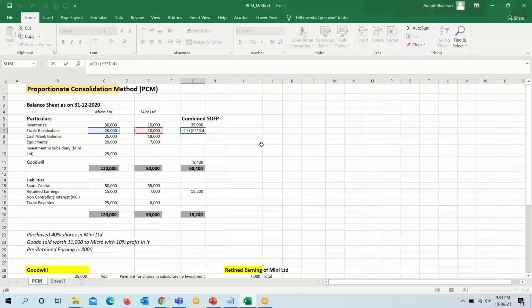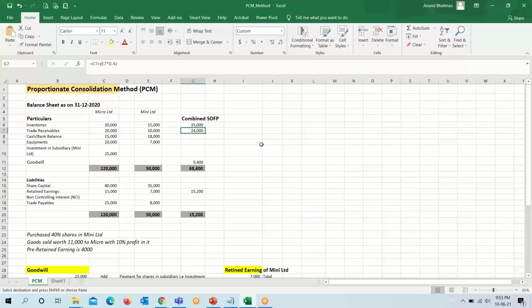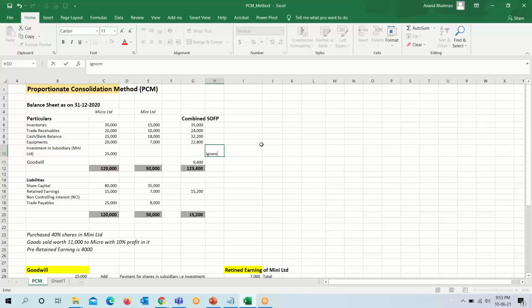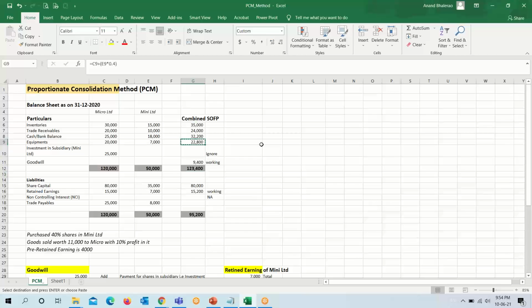So total 20,000 plus 40% share of Mini Limited. Equipment investment, as we know, we ignore it. We received this amount through the working below. Similarly for investment, we will take the investment of Micro Limited, the share capital of Micro Limited, and the retained earning we have calculated. Non-controlling interest is not applicable here. And similarly for liabilities, we will consider 25,000 plus 40% of 8,000, which comes to 28,400.